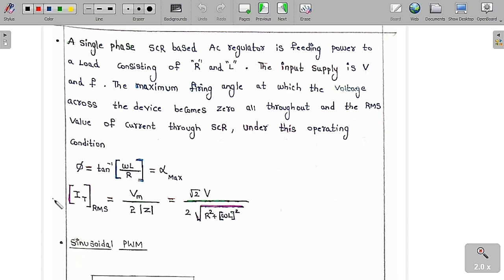So the maximum firing angle of the thyristor is equal to the phase angle of the load, at which the voltage across the device becomes zero all throughout, and the RMS value of the thyristor current at this condition is equal to Vm by 2 into mod Z.